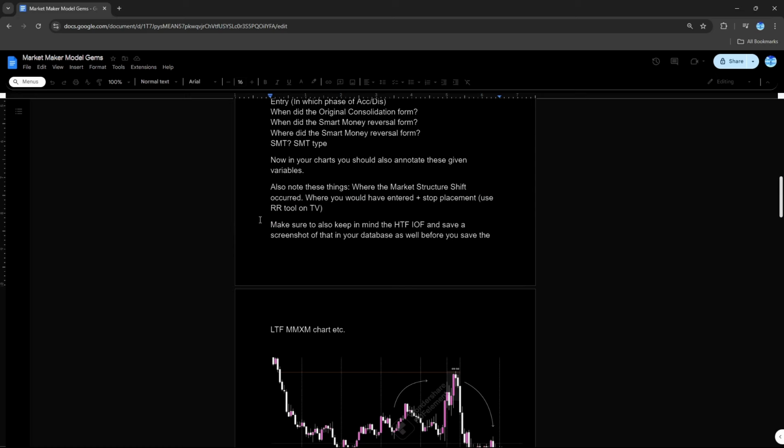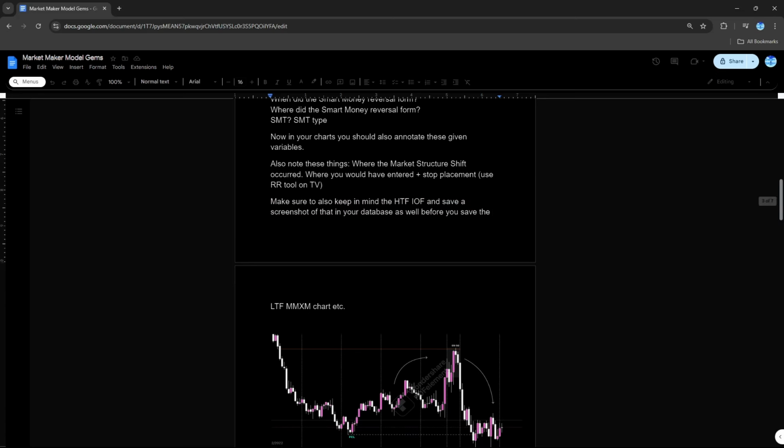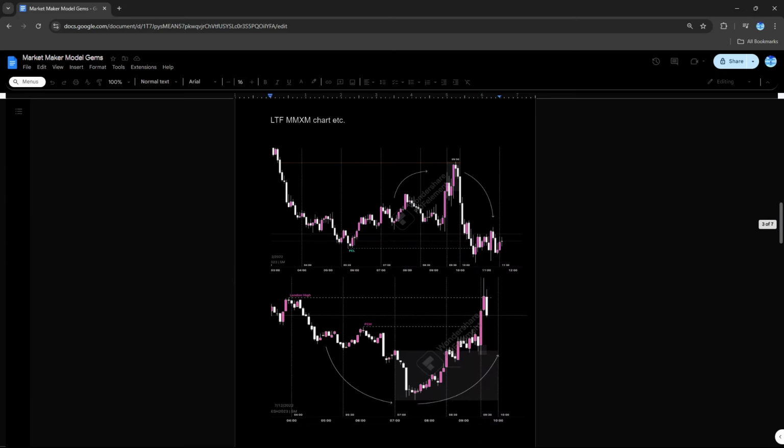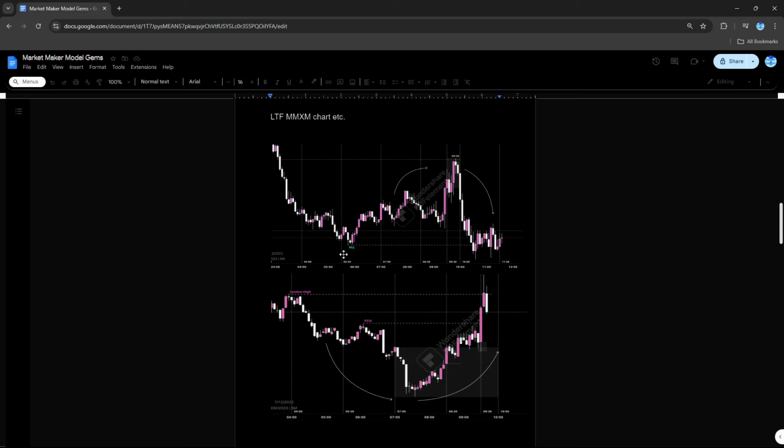I want you to keep in mind, every single time you take a trade, keep in mind the higher time frame institutional order flow and save a screenshot into your database, and save the lower time frame market maker model charts as well. As we see here, we come into your 6 open here into what seems to be a smart money reversal.